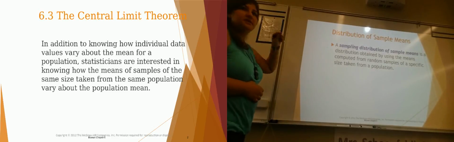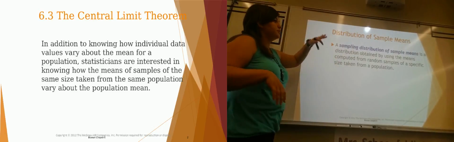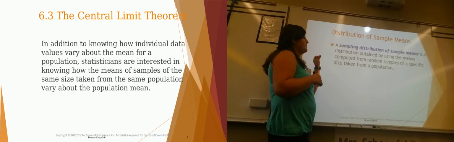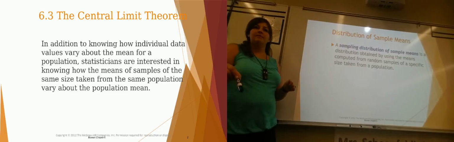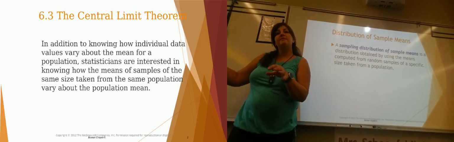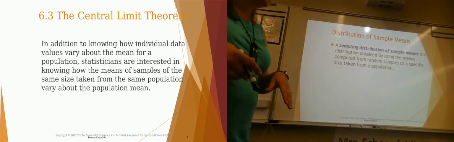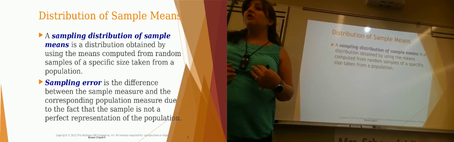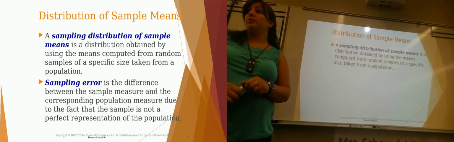Okay, a sampling distribution of sample means. Sounds crazy and long, but a sampling distribution of sample means is what we're going to be doing. It is a distribution obtained from the means computed from random samples. So that would be like, I'm going to take this group and find the means for each individual group. What happens with those individual means? That's what we're thinking about. And all those little individual means are also going to follow a normal distribution.